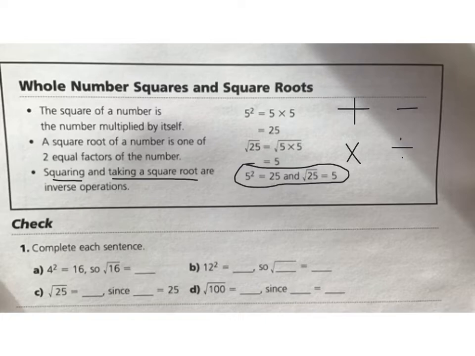You could pause the video and see if you can complete the check. So 4 squared equals 16, therefore the square root of 16 would be 4. Because 12 squared equals 144, the square root of 144 would be 12.